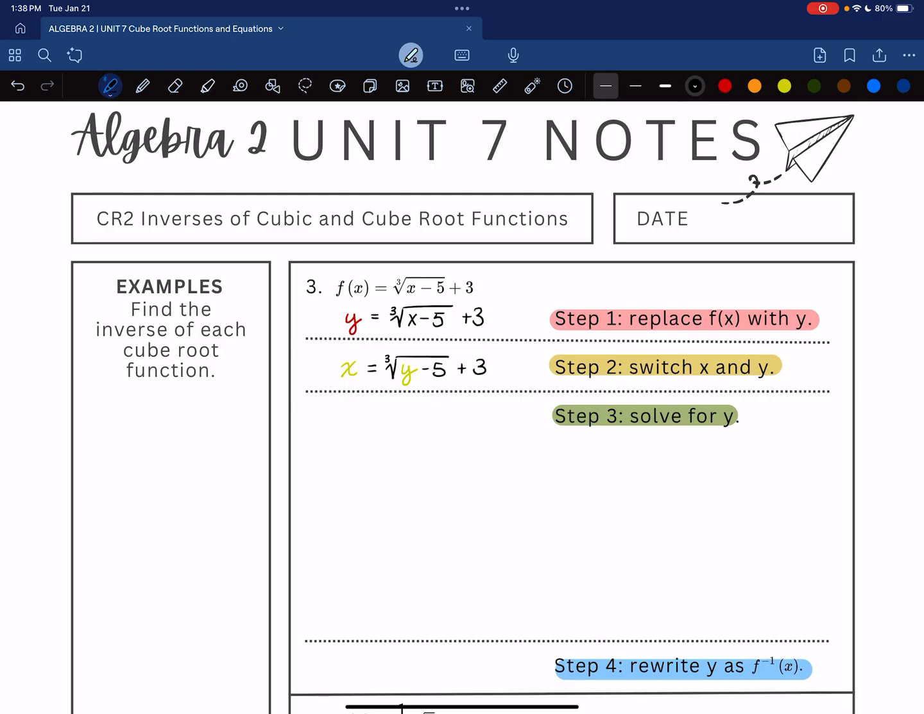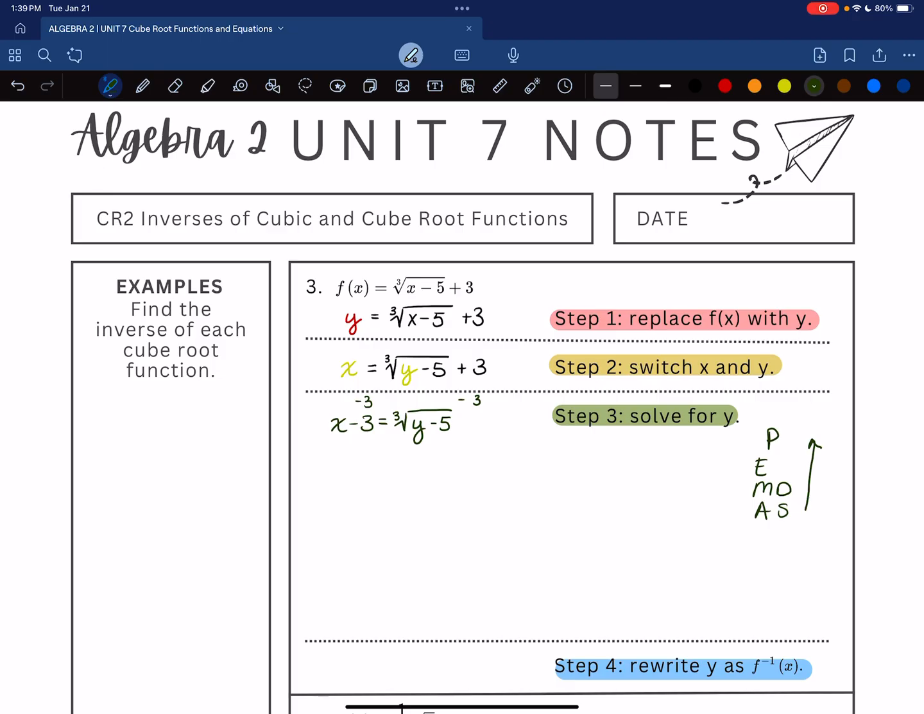Now we begin the solving procedures, solving for y. Let's get y by itself. I'm doing first, remember, PEMDAS in reverse order. So undoing any adding or subtracting. That means I'm going to subtract 3 on each side, giving me x minus 3 equals the cube root of y minus 5.